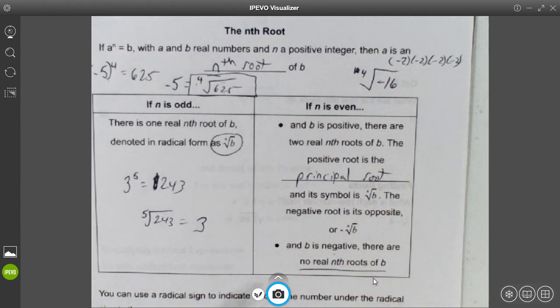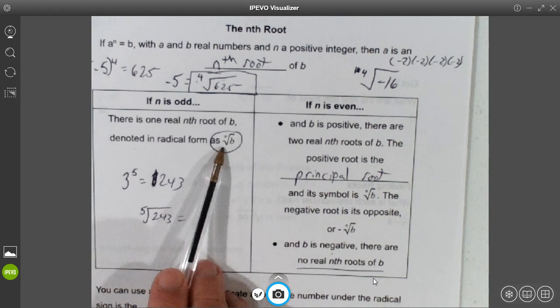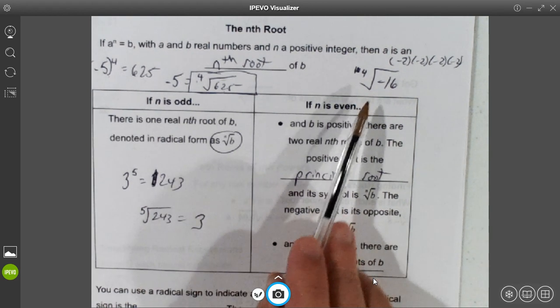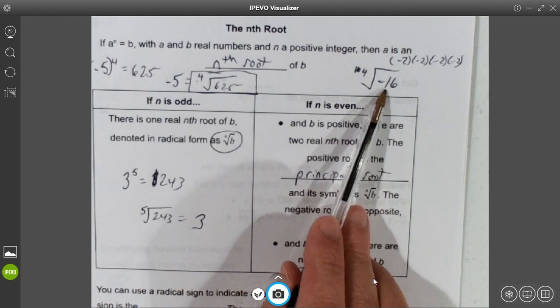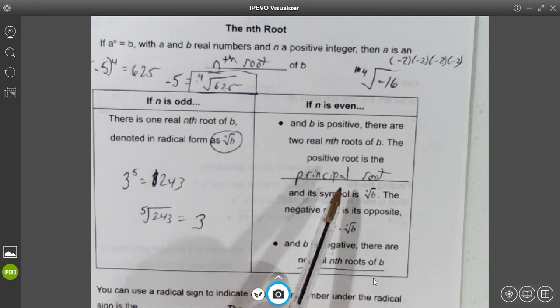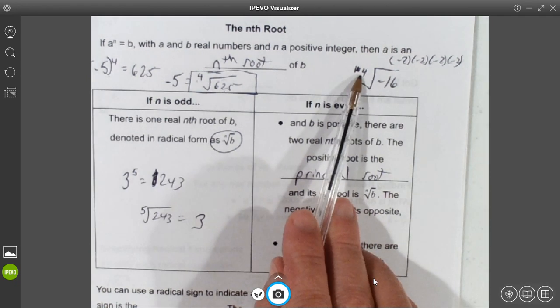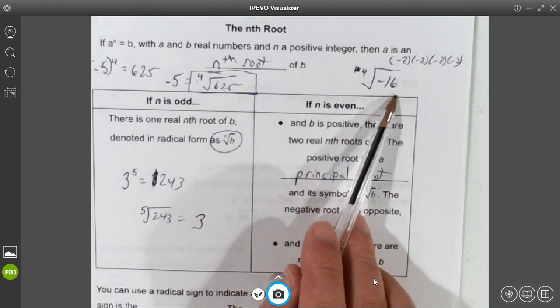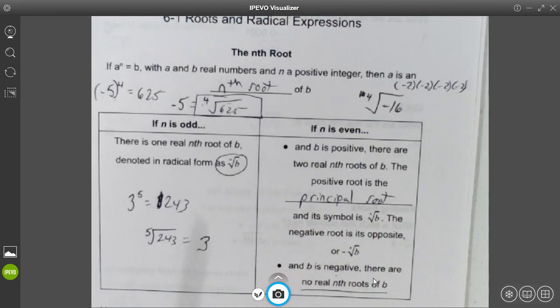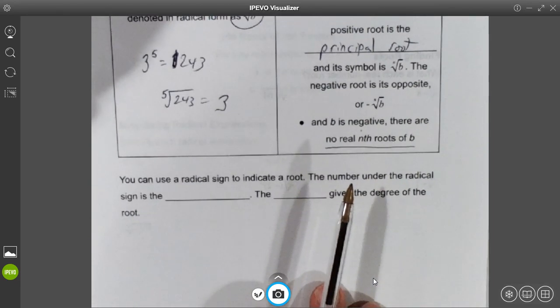So if n is odd, there's only one. If n is even and the number underneath is positive, then there are really two. One we call the principal; the other one we have to understand is out there. But if n is even and the number underneath the radical is negative, there are no real roots.